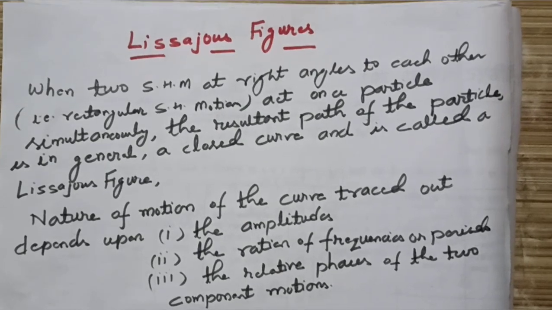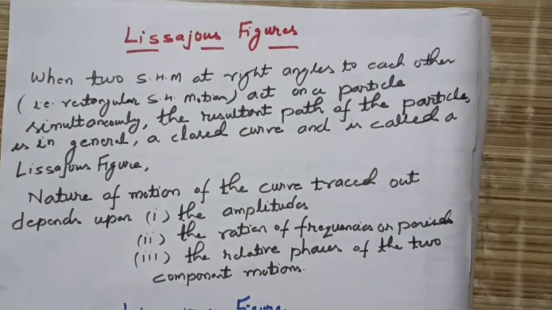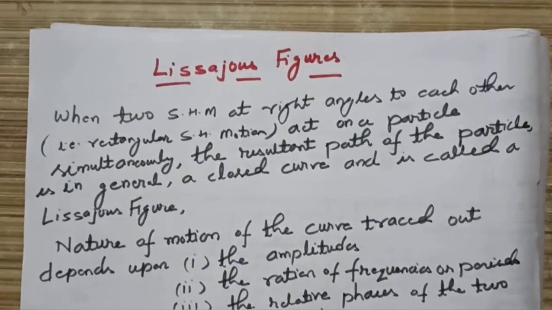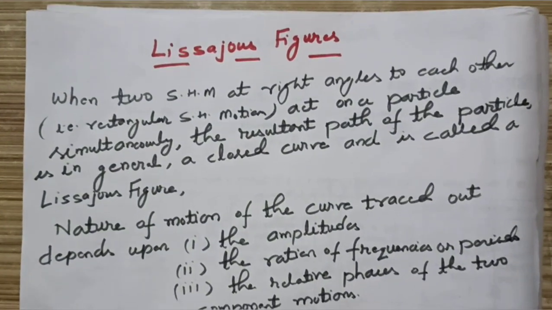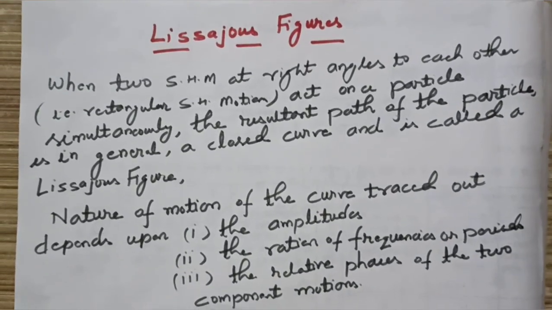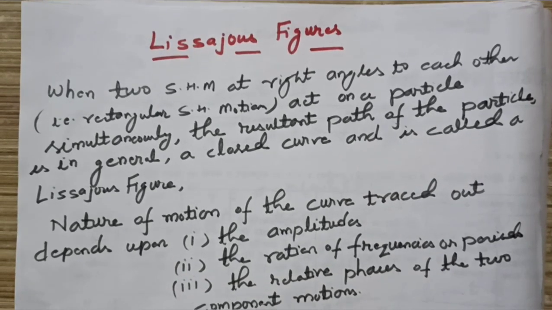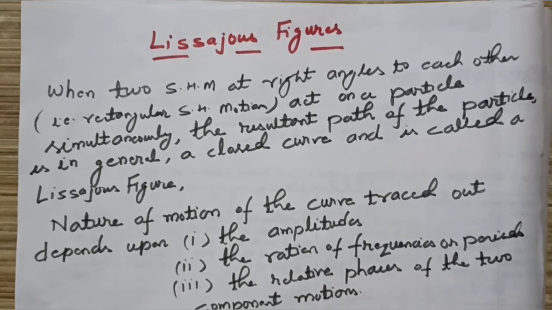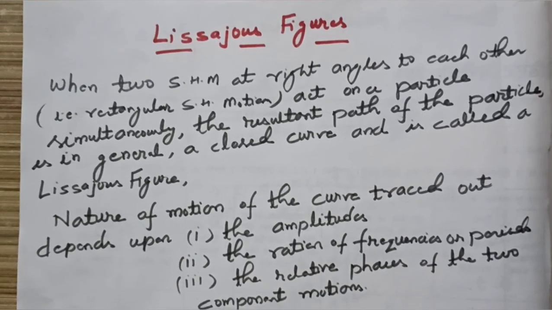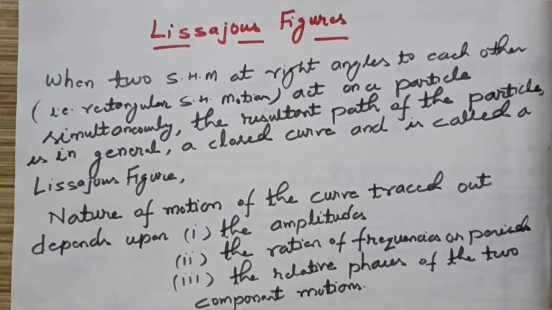Before discussing Lissajous figures, we should have the proper definition of simple harmonic motion. So what is simple harmonic motion? You can say that if the periodic motion is such that the acceleration of the particle is always directly proportional to the displacement from its equilibrium position and it is always directed towards the equilibrium position, the motion of the particle is said to be simple harmonic motion.